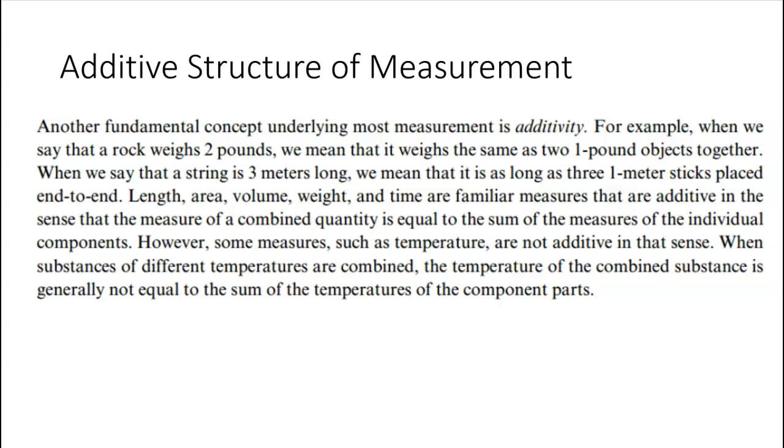And then another concept that underlies measurement is additivity. So when we say that a rock weighs 2 pounds, we mean that it weighs the same as 2 1-pound objects together. When we say that a string is 3 meters long, we mean that it is as long as 3 1-meter sticks. Length, area, volume, weight, and time are familiar measures that are additive in the sense that the measure of a combined quantity is equal to the sum of the measures of the individual components. Some measures, such as temperature, are not additive in that sense. When substances of different temperatures are combined, the temperature of the combined substance is not necessarily equal to the sum of the parts. And so this idea that it's a 1 pound or a 1 meter, those 1s we call units.